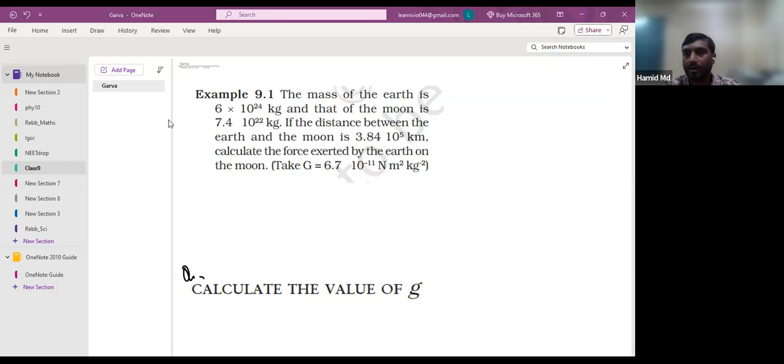So we started gravitational force. I'll give you a brief of what gravitational force is.